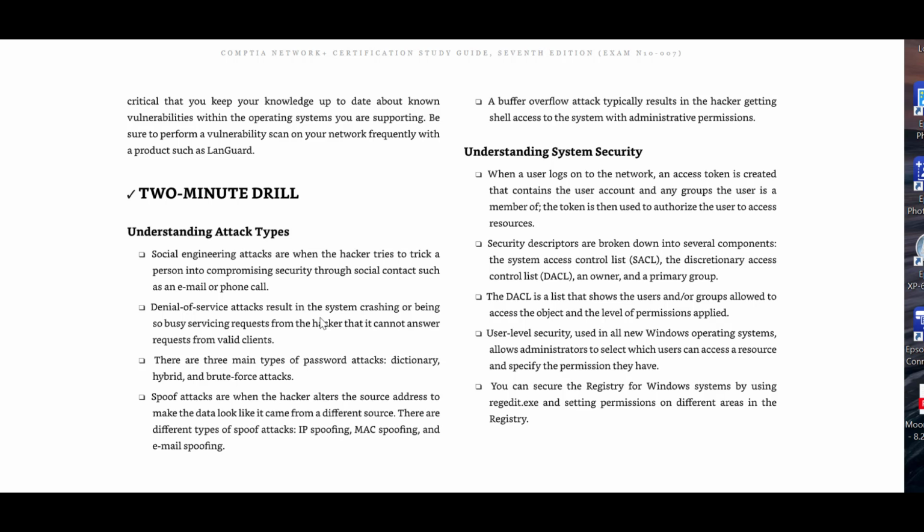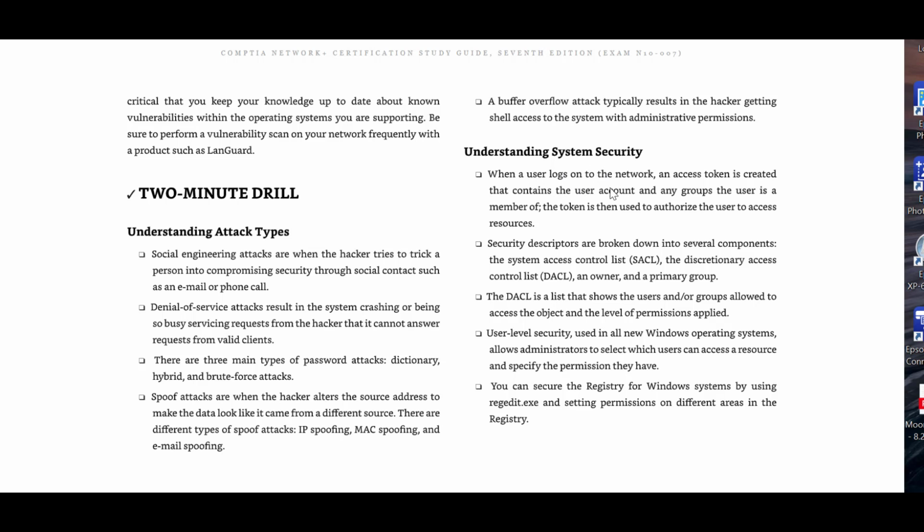The password attack types, the big ones, are dictionary, hybrid, and brute force. Of course, there's other ones. Spoof attacks are when the hacker tries to alter the source address to make the data look like it came from a different source. There are different types of spoofing activities: IP spoofing, MAC spoofing, and email. And then a buffer overflow attack typically results in the hacker getting shell access to the system with administrative permissions, which is never good.